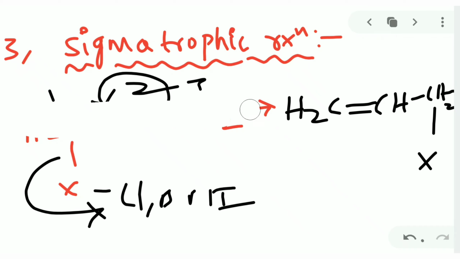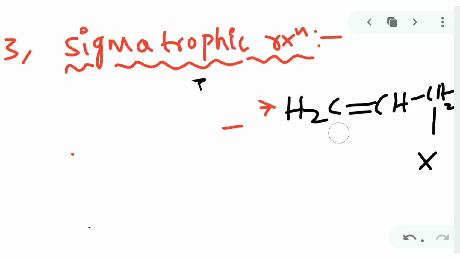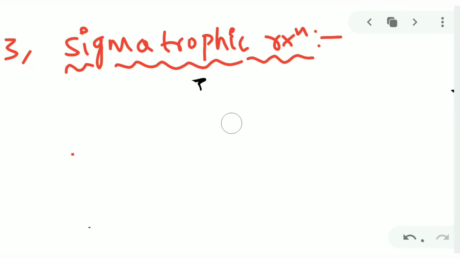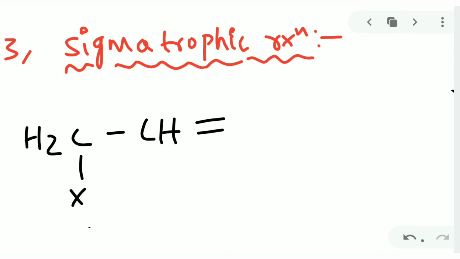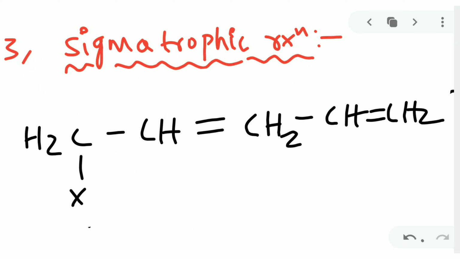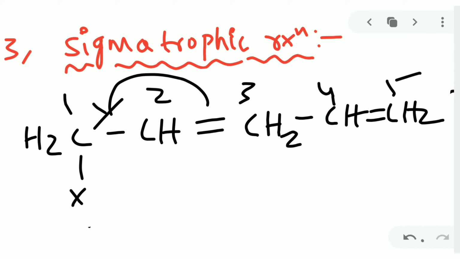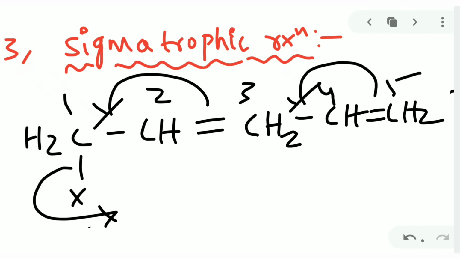Another example, the same kind of molecule, here pentene, where a 1,5 shift takes place. So here CH2, X and CH double bond CH2 or CH, and CH double bond CH2. Here numbered 1, 2, 3, 4 and 5. The pi bonds are shifting here, and it will change like this. In place of the halogen, it is going to be attached on the fifth carbon.